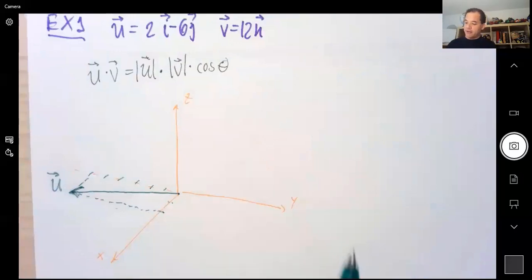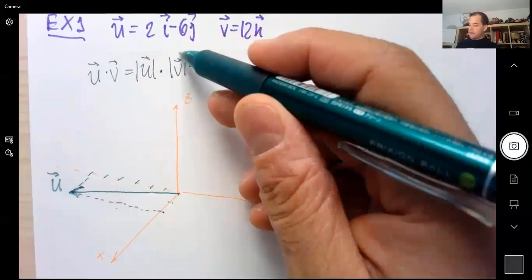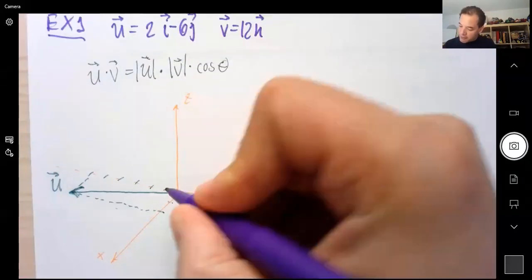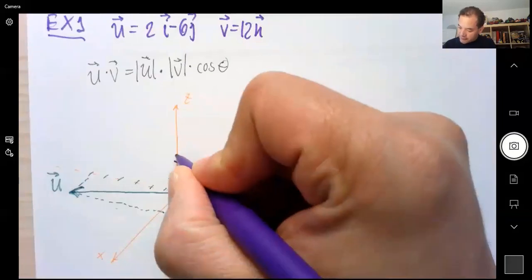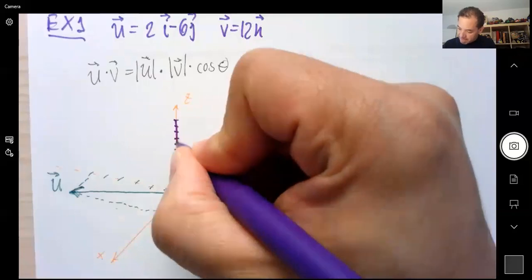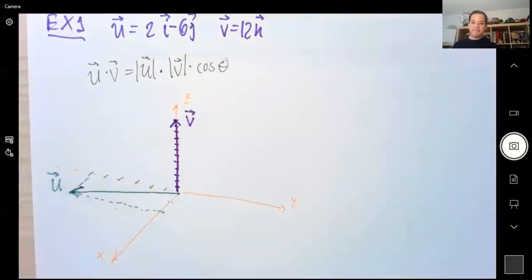Now let's check the vector V. The vector V is 12 units on Z. So my scale is going to have to be different, because otherwise it won't fit in my picture. 1, 2, 3, 4, 5, 6, 7, 8, 9, 10, 11, 12. This is my vector V, right? And now, what is the angle between those 2? That's what we want to find out. What is this angle from here to here?